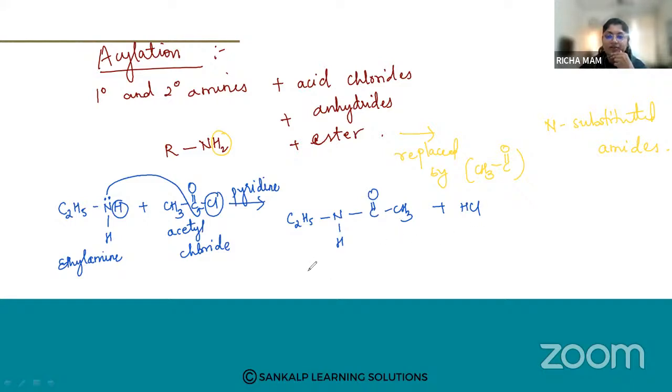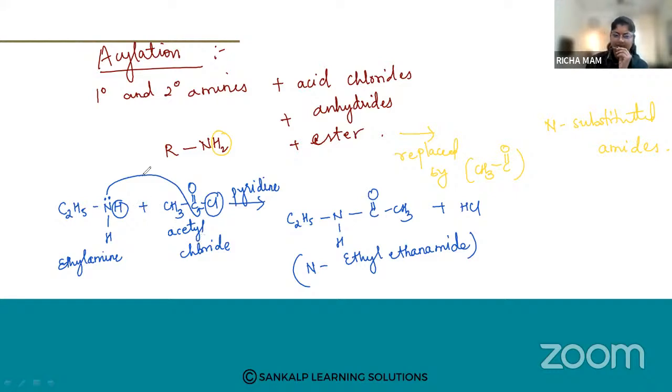So what we got is N-ethyl ethanamide. So this is our reaction. What we are doing is acylation. In acylation, we are going to take acetyl chloride. So what have we done here? We have taken ethylamine and reacted it with acetyl chloride.